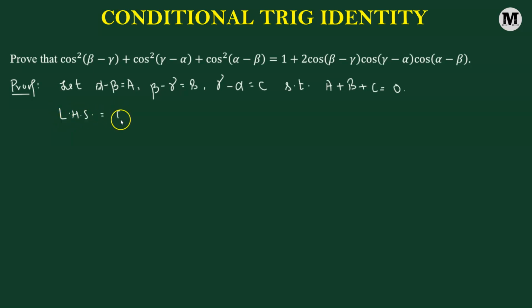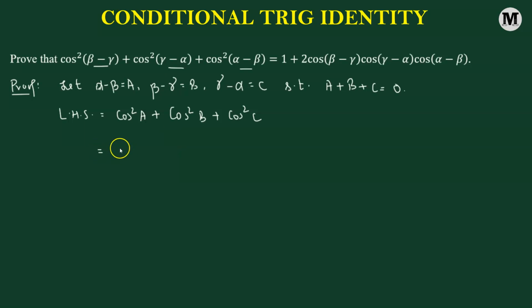Now, using this, we can rewrite the left hand side. Our left hand side is going to become cosine squared. Let's start with alpha minus beta: cosine squared of alpha minus beta gives us cosine squared A. Added to cosine squared, we next take beta minus gamma and replace it with B. And then we have cosine squared of gamma minus alpha, which we can replace with C. So our left hand side becomes cosine squared A plus cosine squared B plus cosine squared C.